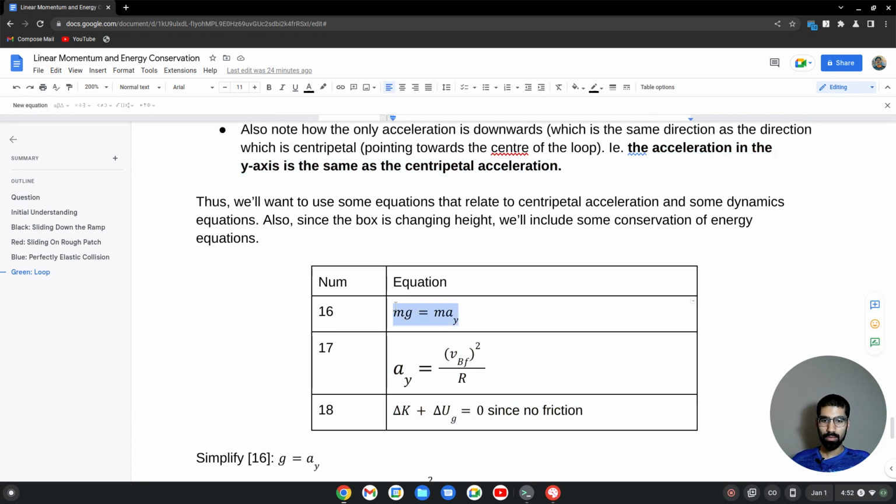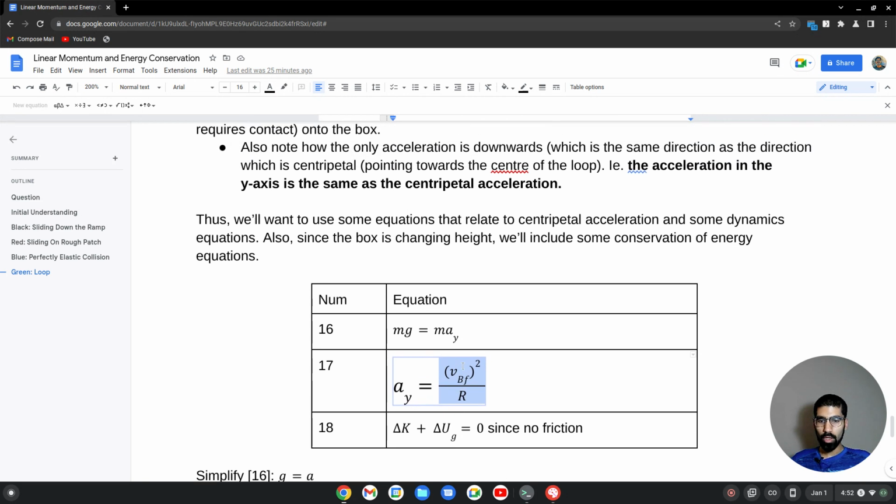So over here, this is from Newton's second law. This is just the net force. It's just mg, no normal force. It's equal to ma, in this case in the y-axis. And ay is the same thing as centripetal acceleration, so I just used the formula for centripetal acceleration.